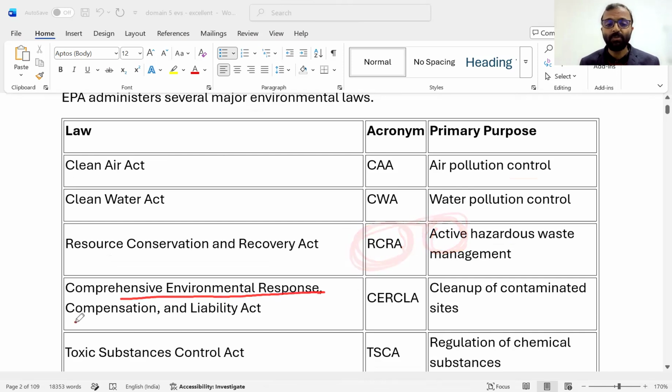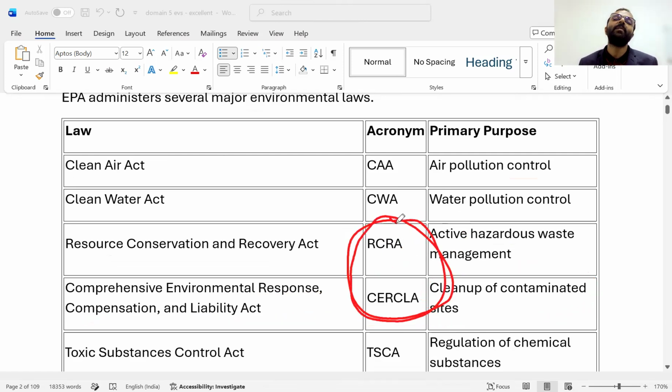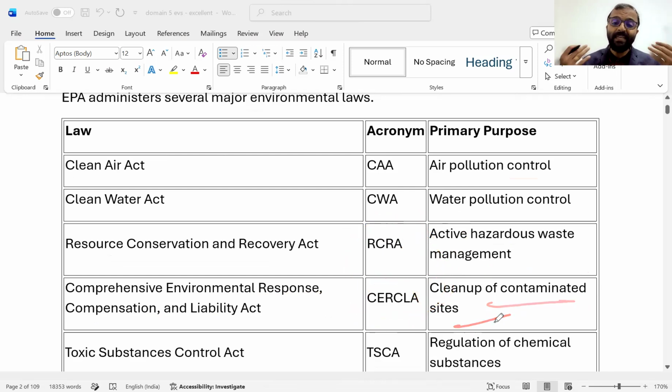Comprehensive Environmental Response Compensation and Liability Act. Cleanup of contaminated site. Confusion again will come in RCRA and CERCLA. See, RCRA means Resource Conservation and Recovery Act. Active waste. Okay. CERCLA means what? Cleanup of contaminated site. For cleaning activities and all, CERCLA will come.